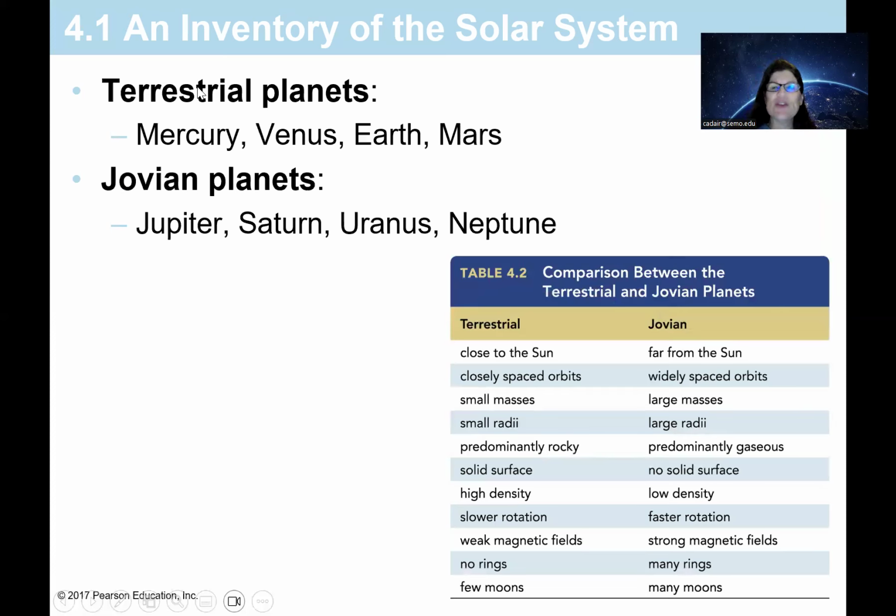All right. So the terrestrial planets, we have Mercury, Venus, Earth, and Mars, my very energetic mother. And the Jovian planets, or the gas giants, are Jupiter, Saturn, Uranus, and Neptune.